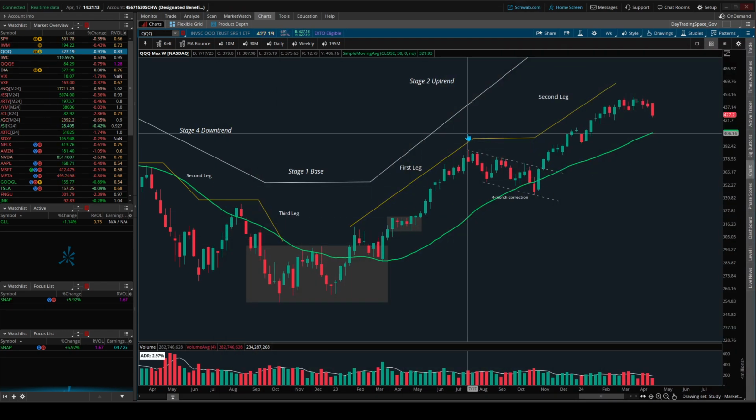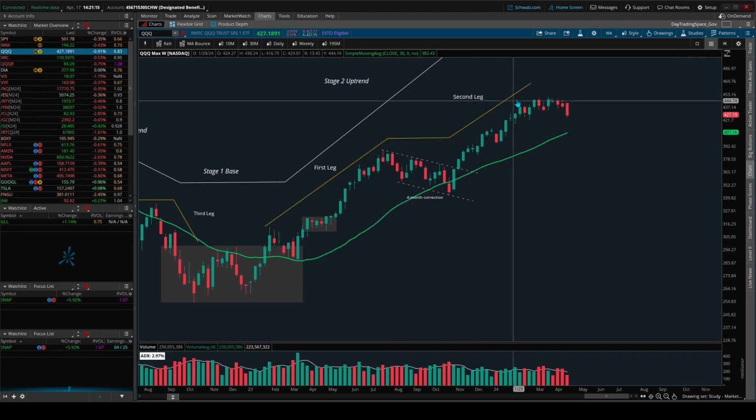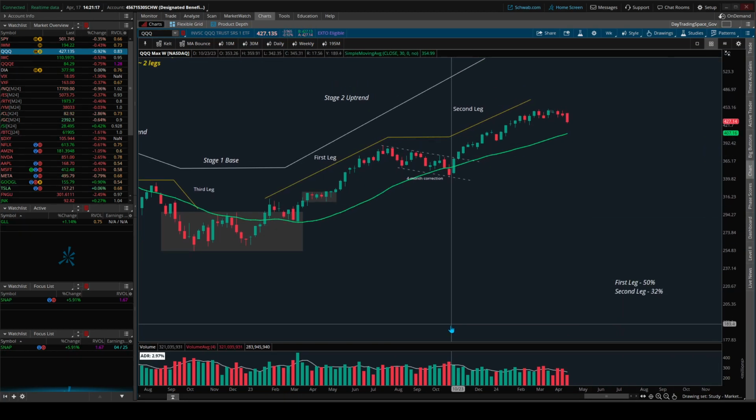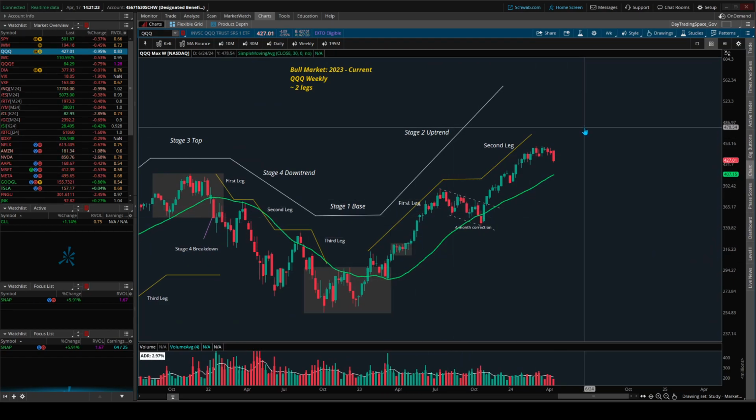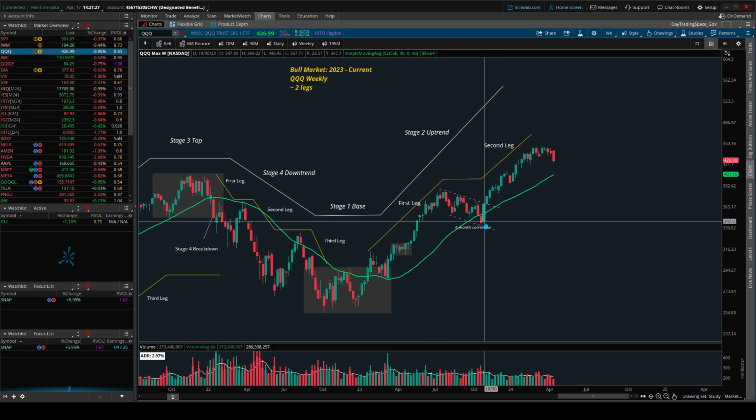Generally, a stage 2 uptrend is going to have at least 3 legs. However, not in all situations, but on average they do. And throughout that primary trend, you're going to have 2 corrections. These are counter trend movements, right? So you have your first leg up, your counter trend movement, your second leg up, and then we're in that current counter trend movement.